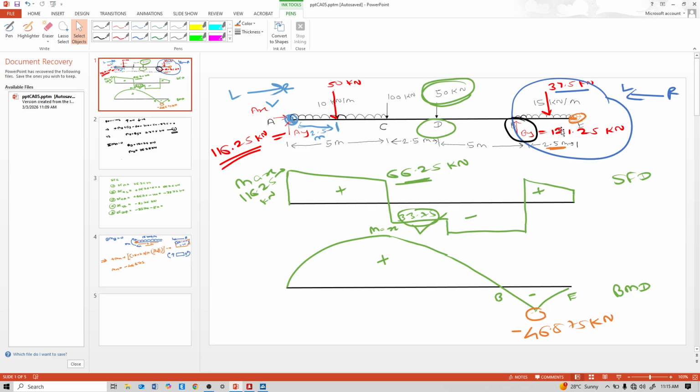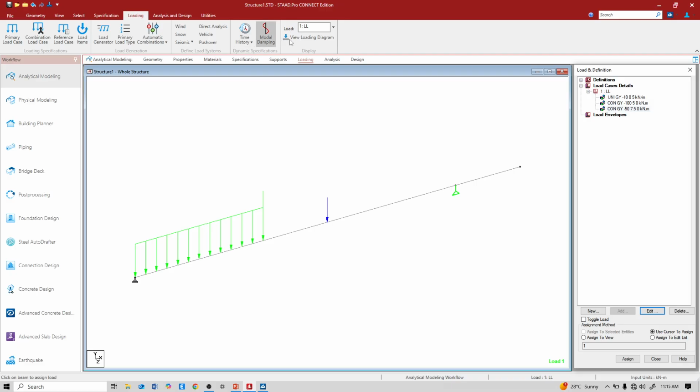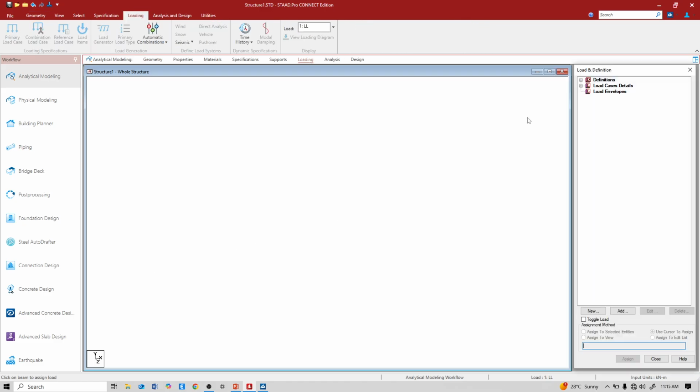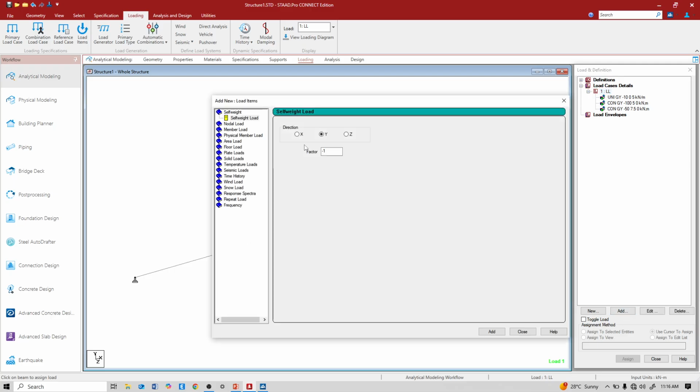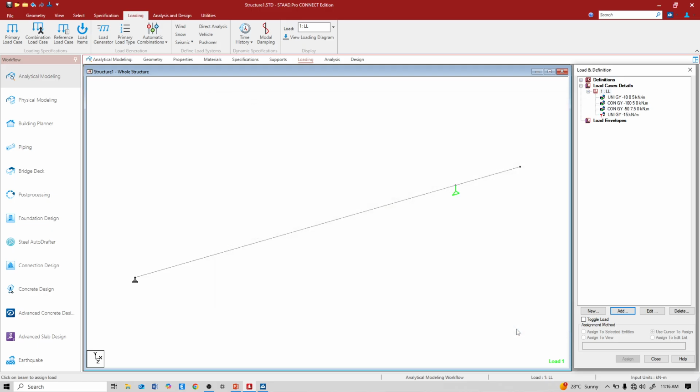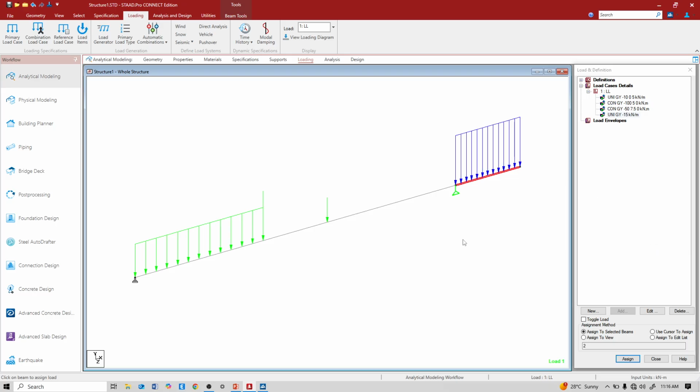Now next is the 15 kilonewton per meter load on this BE portion. Minus 15 kilonewton per meter. Add loads. Click on that load. Click on member. Assign to selected beams. Assign. Yes. So our loading is now correctly applied.